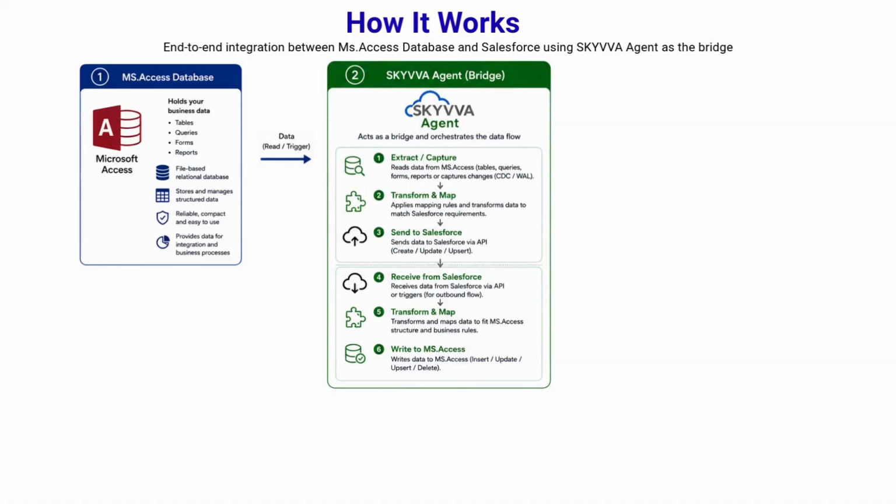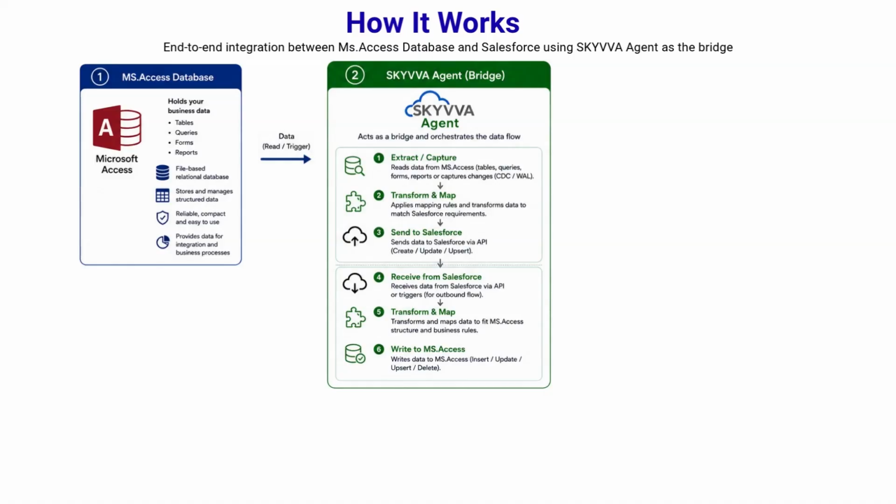The SKYVVA agent securely connects to Microsoft Access and reads the configured business data. It then transforms and maps the data according to the configured integration and sends it to Salesforce through the Salesforce API to create or update records. For outbound integration, the SKYVVA agent retrieves data from Salesforce, transforms and maps it to the Microsoft Access database structure, and writes the processed records back to Microsoft Access.